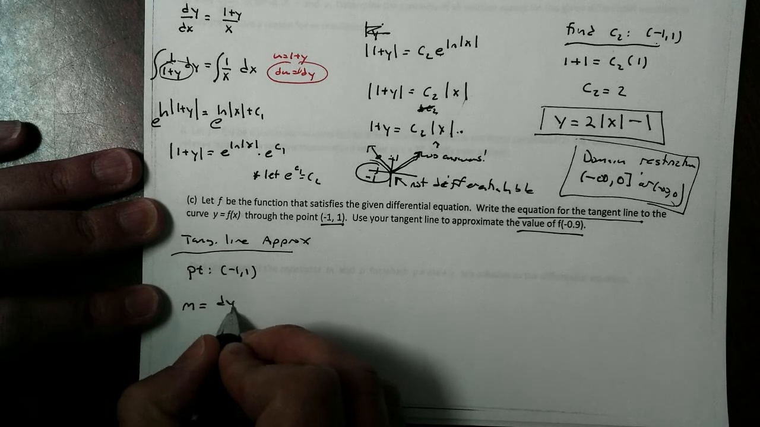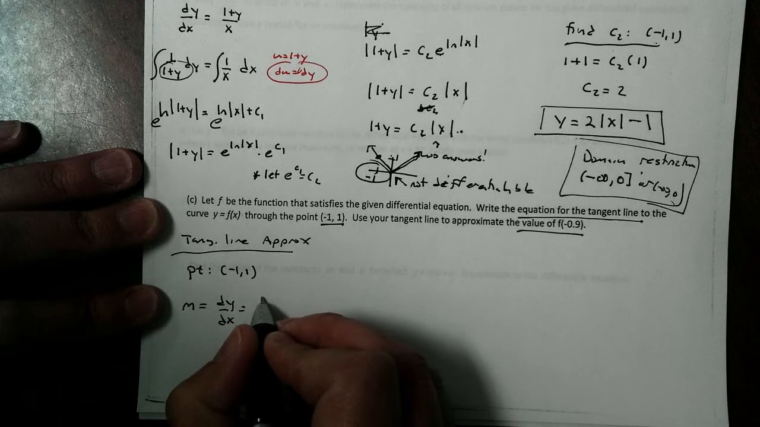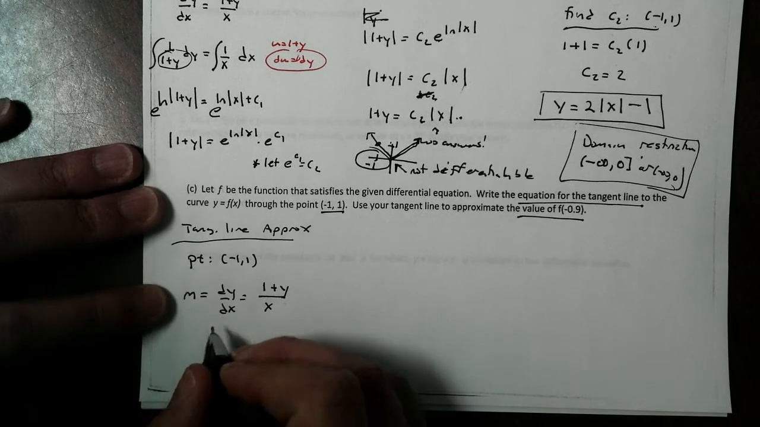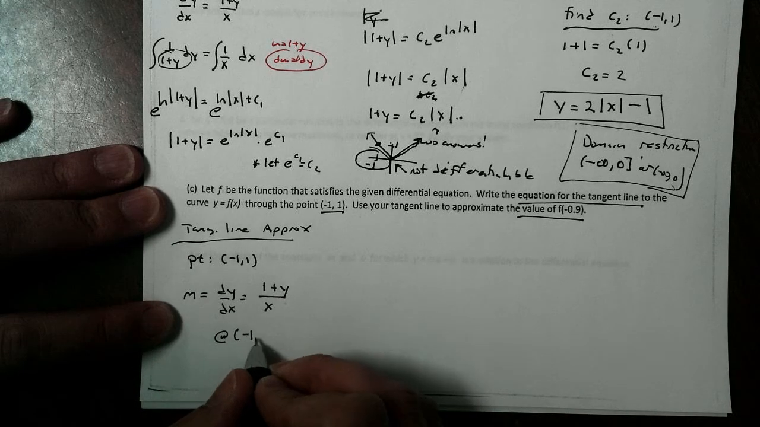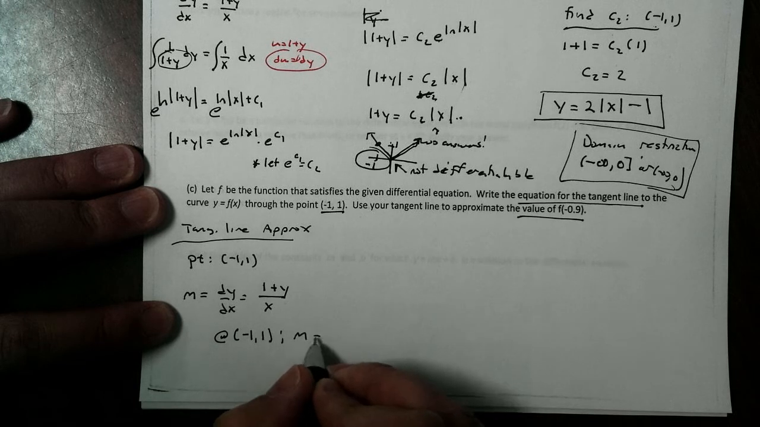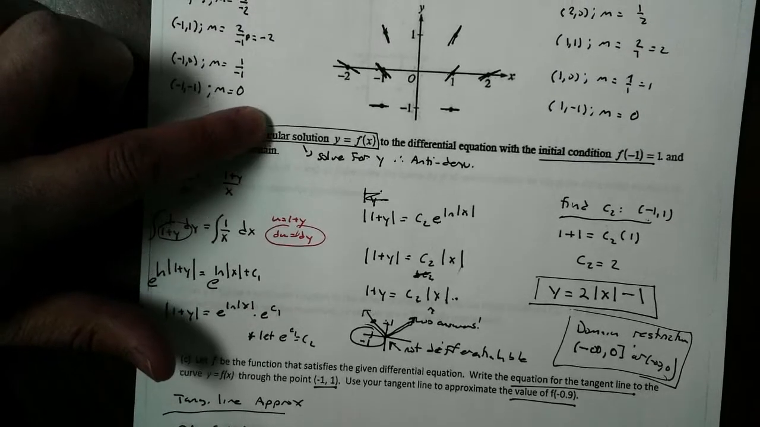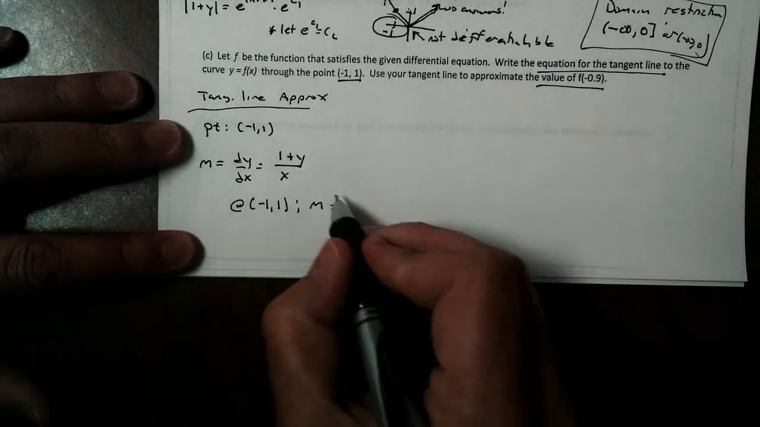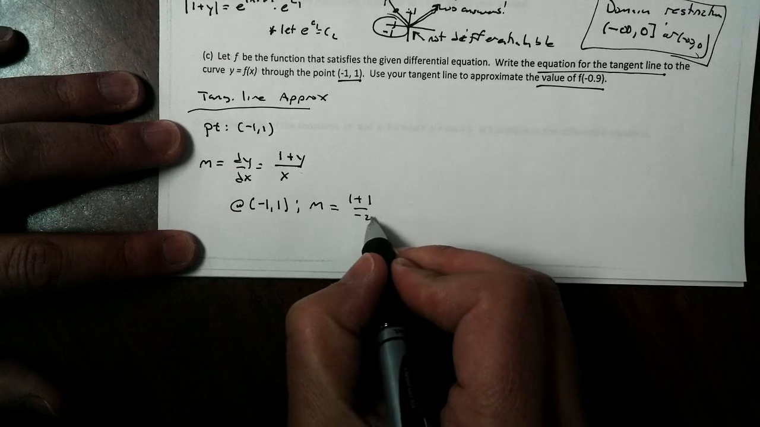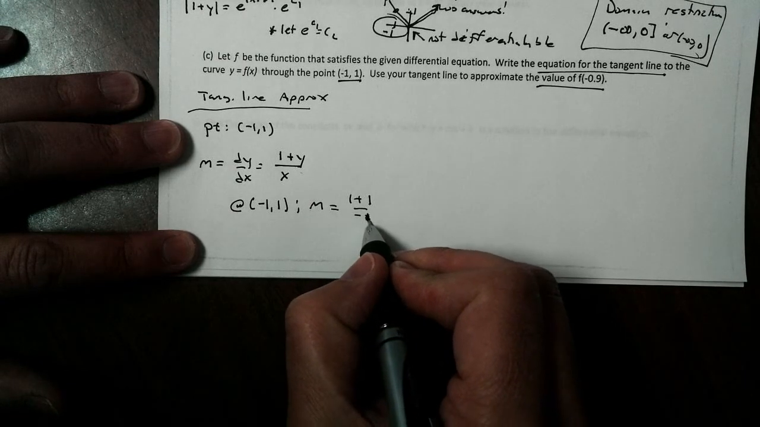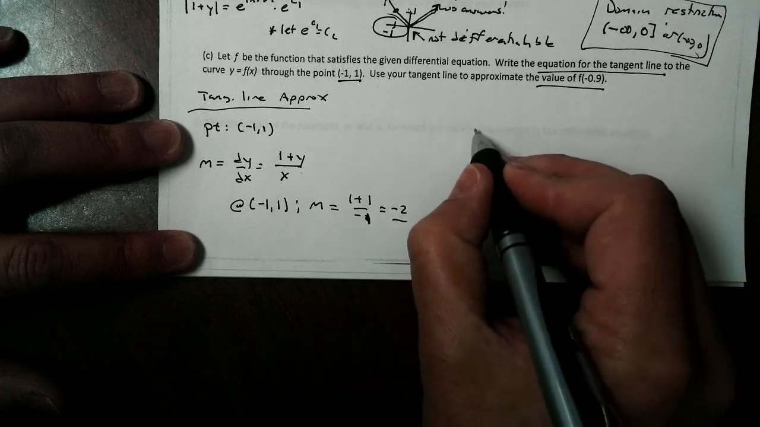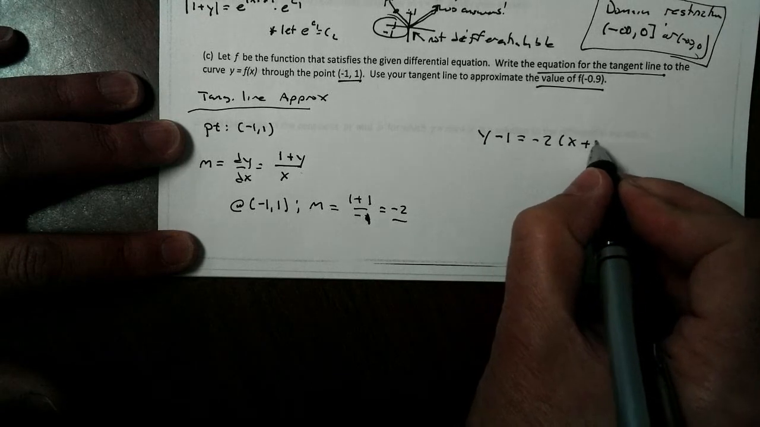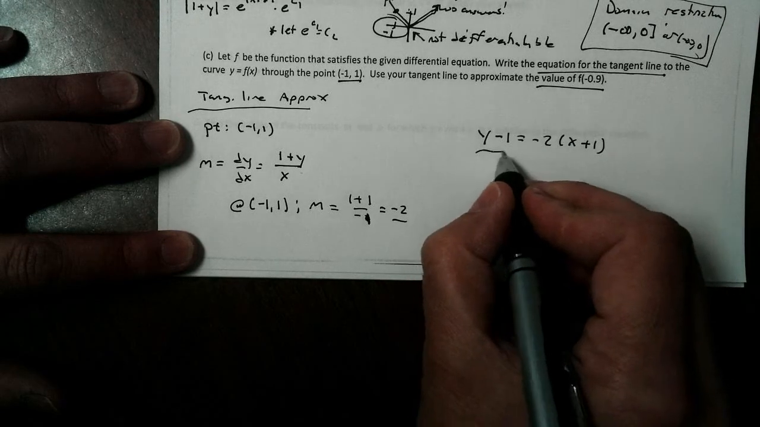To get the slope, we're going to use the derivative, which they told us was 1 plus y over x. Now, at the point negative 1, 1, we know what the slope is. We already got it above here. At negative 1, 1, the slope was negative 2. If you forgot, you can just plug it in: 1 plus 1 over negative 1, and that becomes negative 2. So our tangent line is y minus 1 equals negative 2 times x plus 1. There's our tangent line.